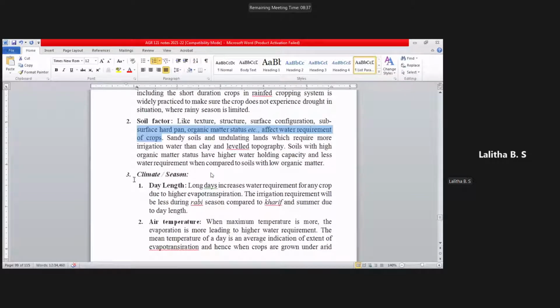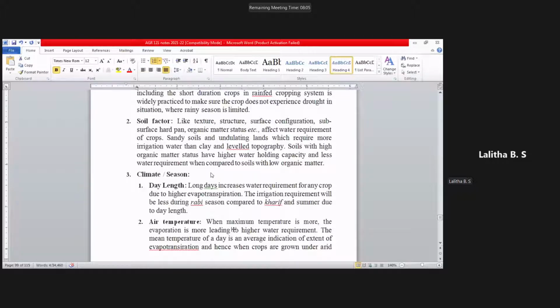Then the climate or the season also affects it, such as winter, and the day length. On a long day, the water requirement of any crop is higher and evaporation is greater when compared to a short day or medium day. When the day length is more, the sun stays for a longer period, more than 12 hours, so water requirement will be more in summer when compared to Rabi.